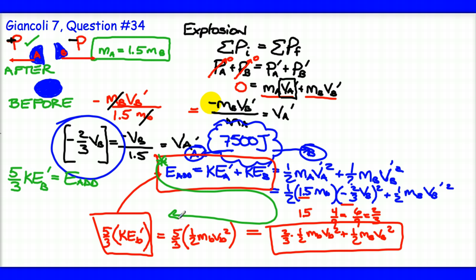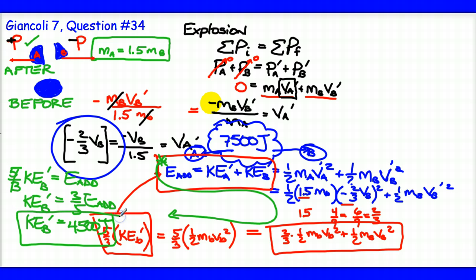So therefore, I can say that the kinetic energy of B after the collision is 3/5 the energy that's been added. So I just simply multiplied both sides by 3/5. That gets rid of the 5/3 over here, and I get 3/5 on the right-hand side. So therefore, the kinetic energy of particle B after the collision is 3/5 times the 7,500 joules, which is going to give me 4,500 joules.